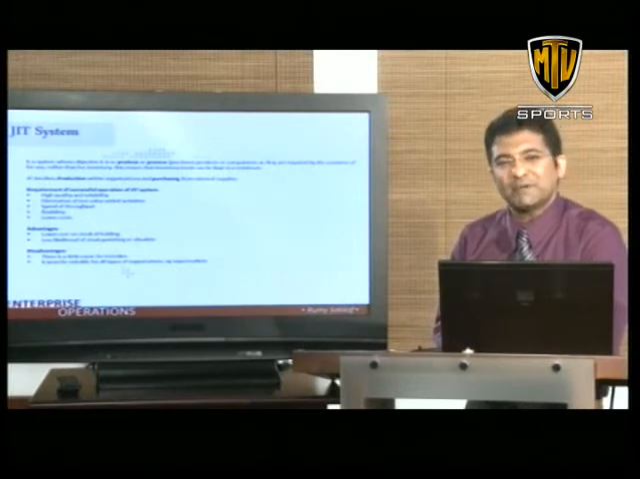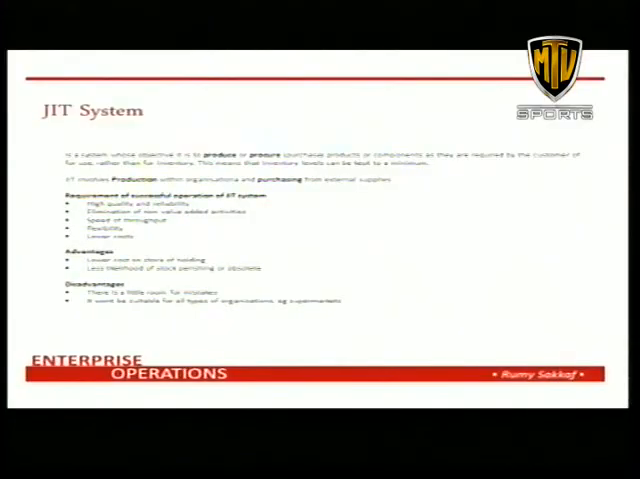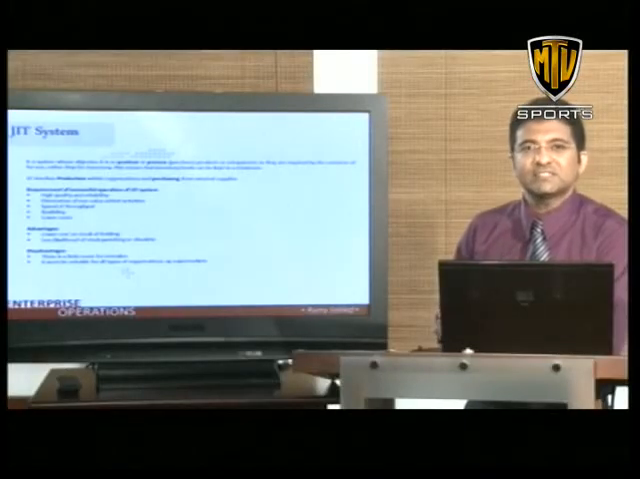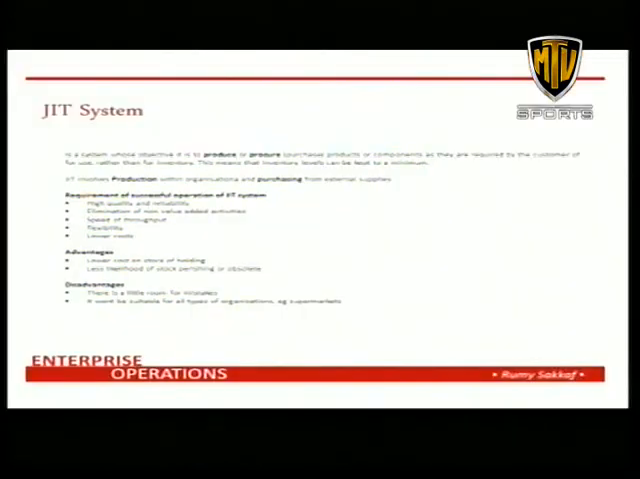However, the Japanese approach which was introduced goes against this JIC system, that is the JIT. JIT is a lean production methodology. It is a system where the objective is to produce or procure, that is to purchase, products or components as they are required by the customer for use. So please note, the just in time approach begins only when the customer starts to order. JIT involves production and also purchasing from external suppliers.